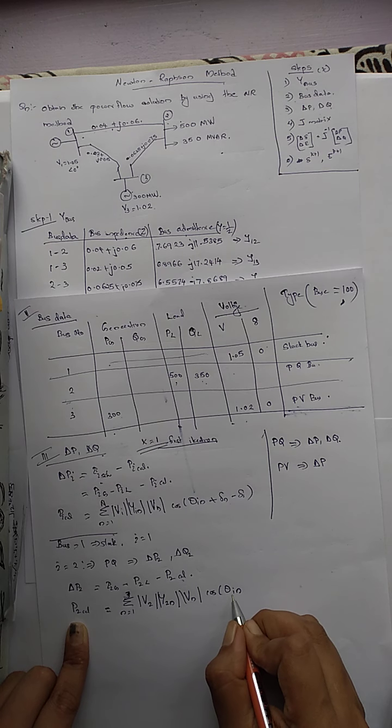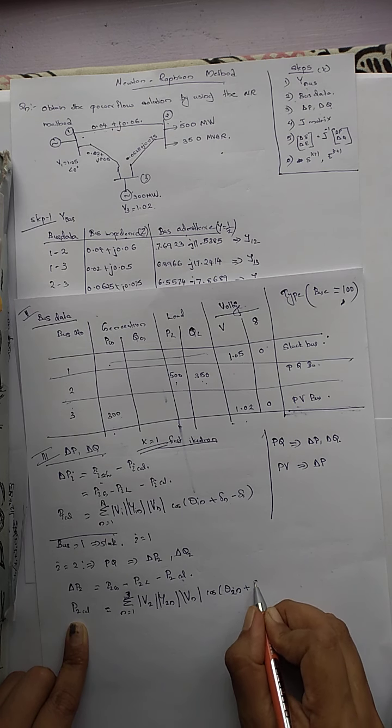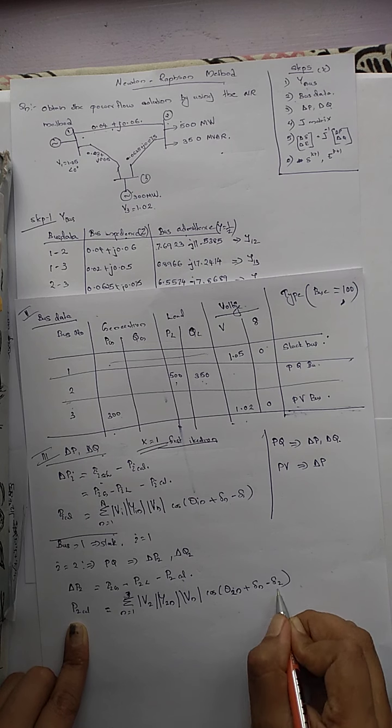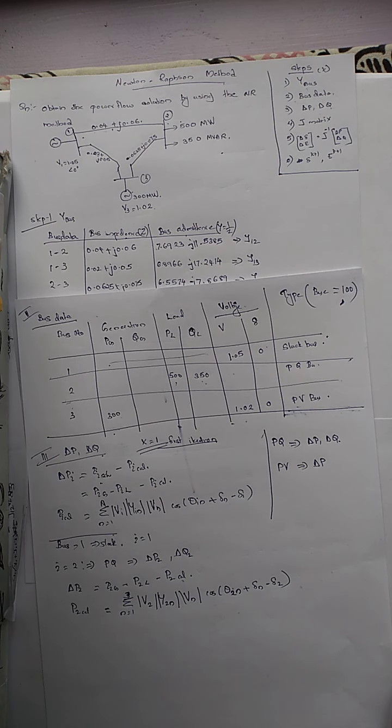Theta in is theta 2n plus delta n minus delta 2. This value we have to substitute, and we have to find out the P2 calculated. For doing P2 calculated, we also know that our value delta 2, that delta 2 we are assuming it as 0 degree or 0 value, we are taking it as 1 angle 0.